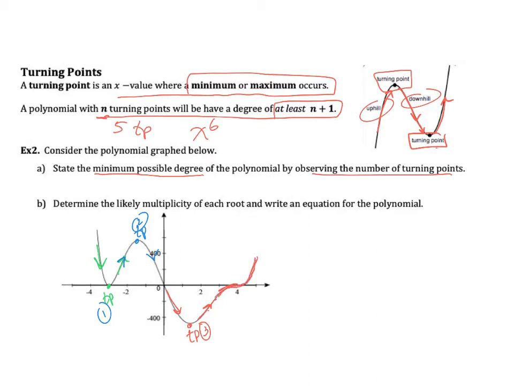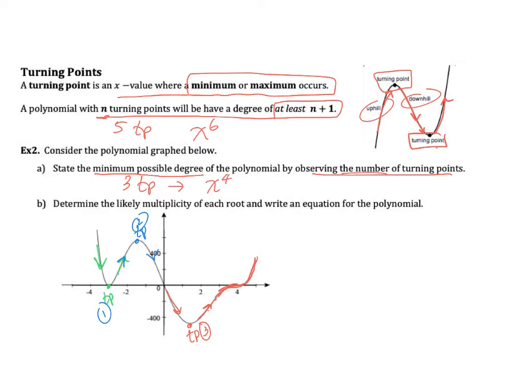So it looks like we have 3 turning points, and if we have 3 turning points, then we have a minimum degree of x to the 4th power. Now that doesn't mean we have a degree of x to the 4th power. That's the minimum it can possibly be.